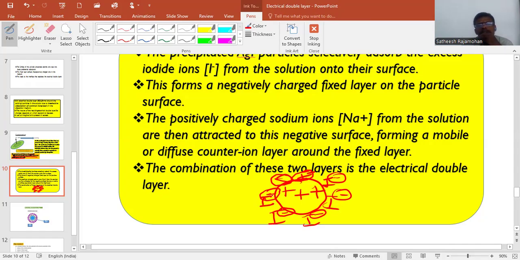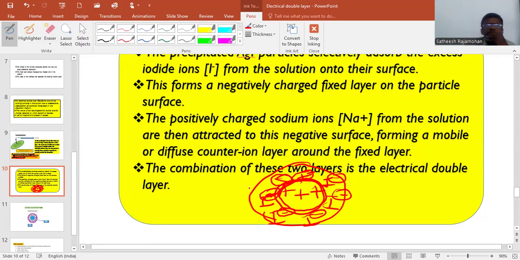So this I minus ion binds strongly with the surface of the colloidal particle. Since I minus ions are present in large numbers, the silver iodide precipitate is surrounded by this I minus ion, and the I minus ion forms a stationary layer. The stationary layer is surrounded by the diffused layer.